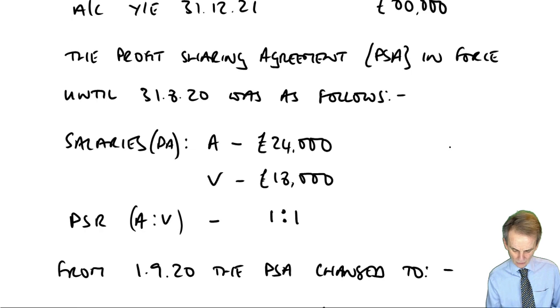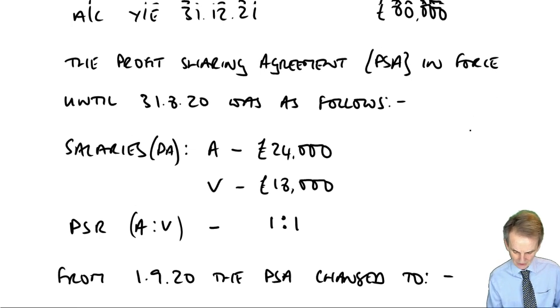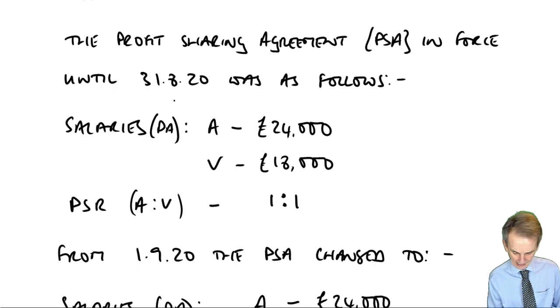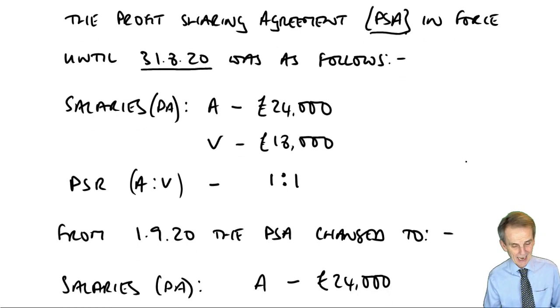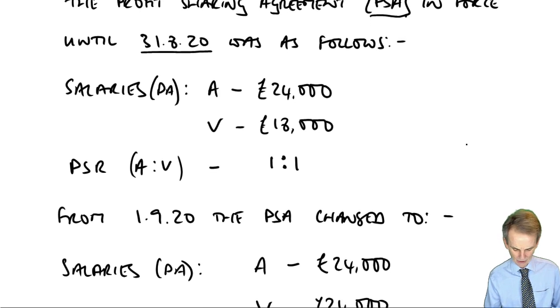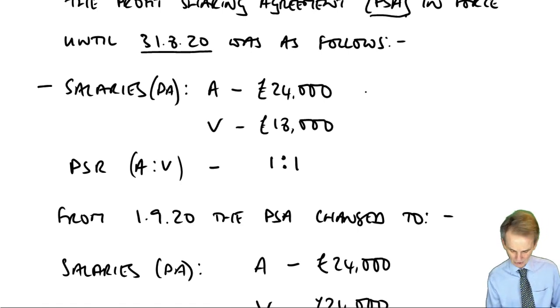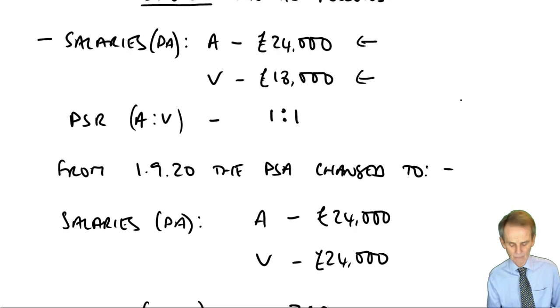The profit sharing agreement in force until, now I said we're focused in this part of the exercise on the year ended December 20, because in that accounting period we have a change in the profit sharing agreement. Up until the 31st of August 20, so the first 8 months worth of that accounting period, partners A and V were being credited with salaries of respectively £24,000 per annum and £18,000 per annum. The profit sharing ratio between A and V was simple.